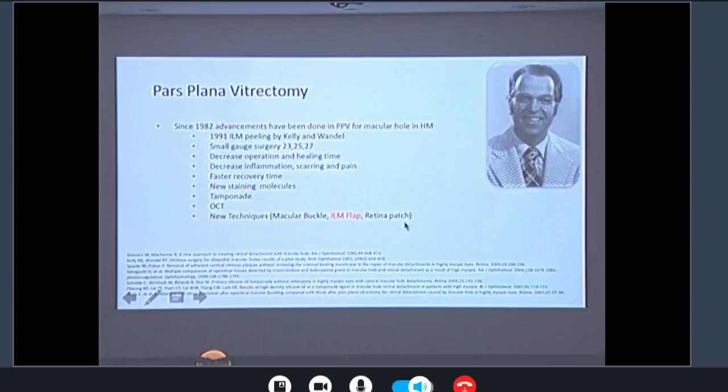Recently also the retina patch, but I will not talk about it because I think it's a separate topic and really not applicable, in my view, for macular hole.